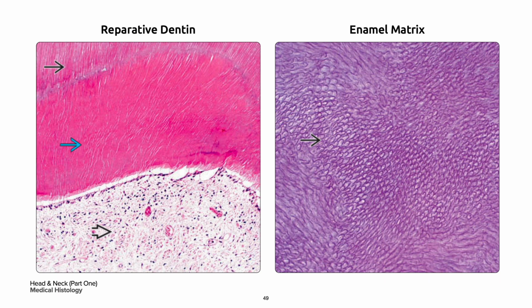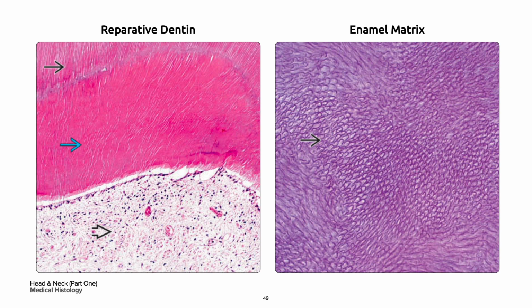Left is the insult to the tooth due to caries or mechanical trauma resulting in deposition of reparative dentin in blue single arrow. Seen here adjacent to normal dentin in black single arrow, the reparative dentin has fewer and more irregular tubules. This may be due to the fact that it's likely rapidly laid down in an attempt to protect the pulp in bold black arrow.